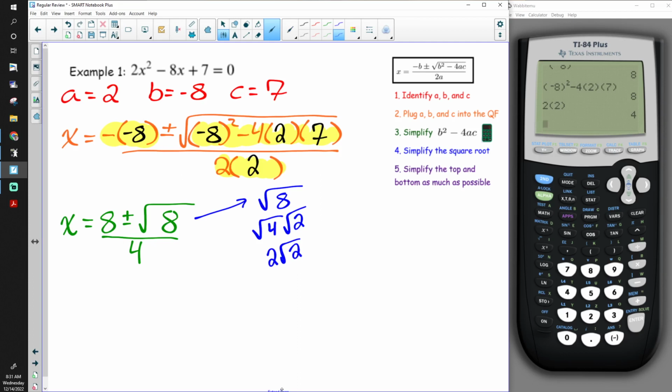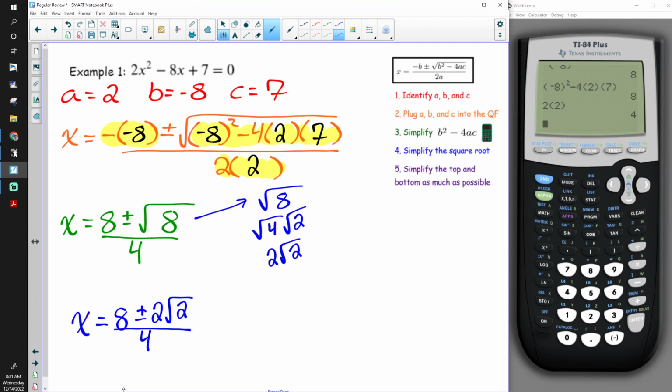Okay, so we're going to replace what we wrote with 2 square root of 2. So x equals 8 plus or minus 2 square root of 2 over 4. There's steps 1, 2, 3, and 4. And now it is almost perfect. This is a great answer. It's just not a perfect answer. What's keeping this from being a perfect answer?